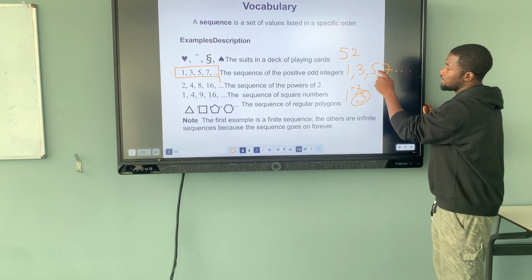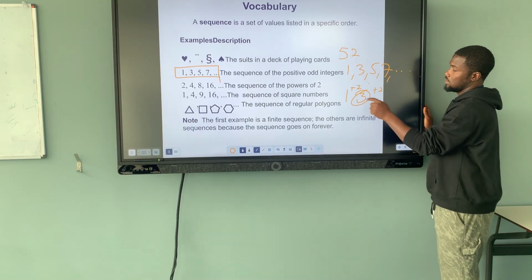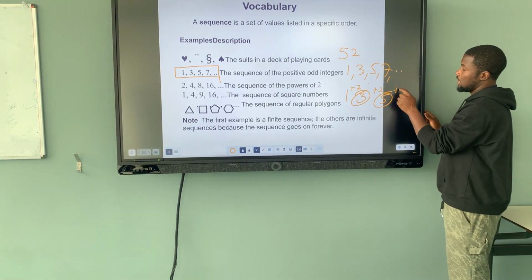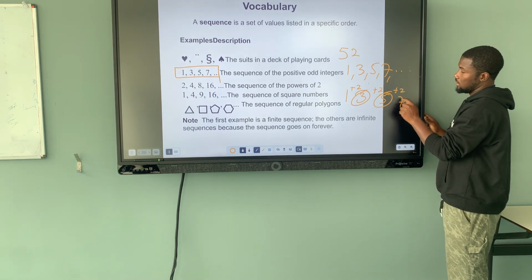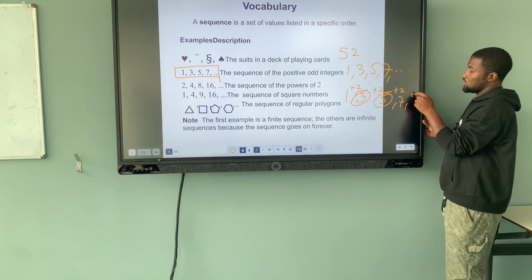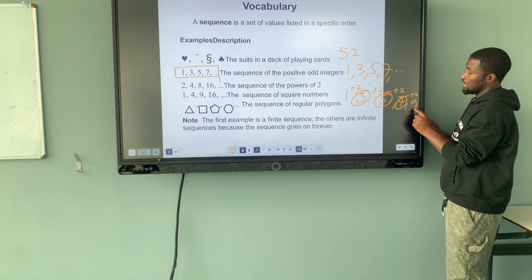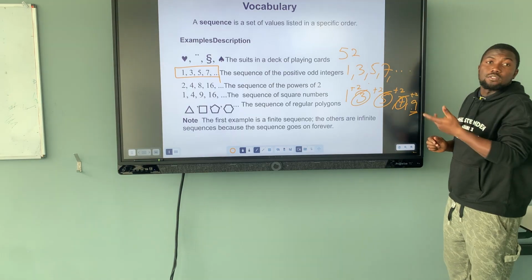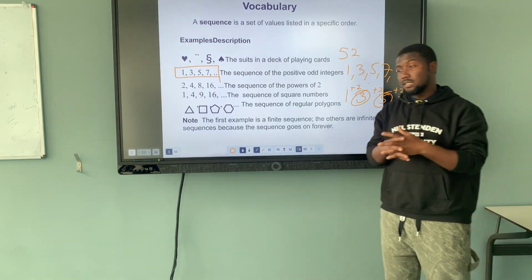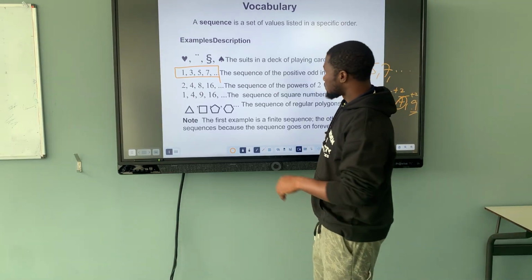What will you do to get 5? You add 2 to 3. That gives you 5. What will you do to get 7? Add 2 to 5. That will give you 7. What will you do to get the next number? Just add 2 to 7. That will give you the next number, which is 9. And you can always continue because the rule is there. You've seen the rule. So once there exists a rule, it is a sequence.